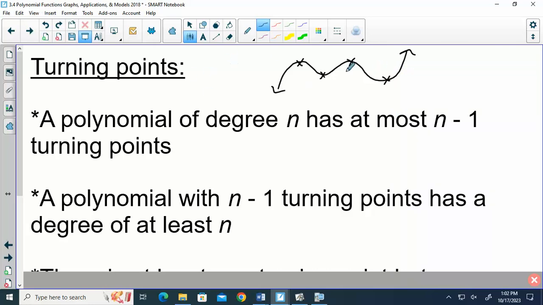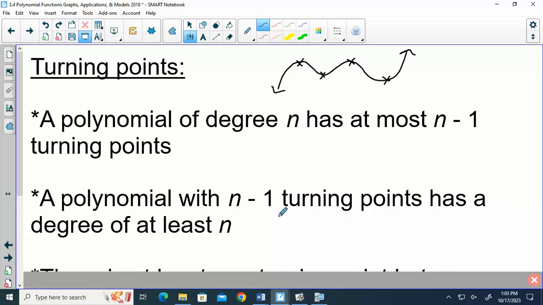Can you tell me, was this an even or odd degree? I mean, the number of turning points is even. What about the end behavior? What does that tell me? Yeah, even the end behavior, they're both going the same direction. Odd, they're going opposite directions. So the number of turning points is not the same thing as the degree, but it is always at most 1 less. So the number of turning points will be at most 1 less than the degree.